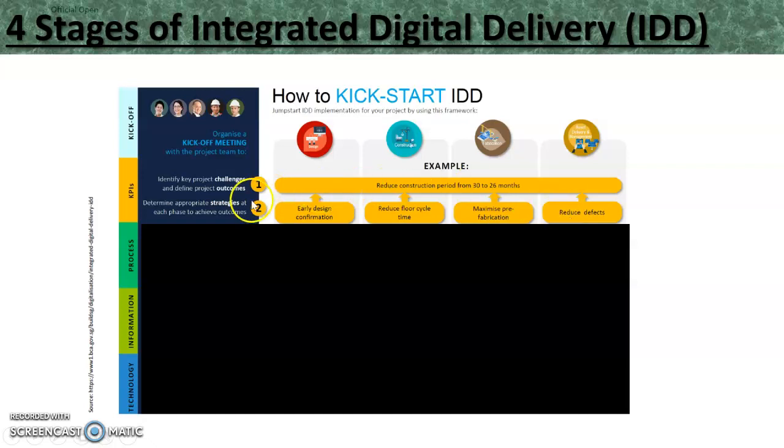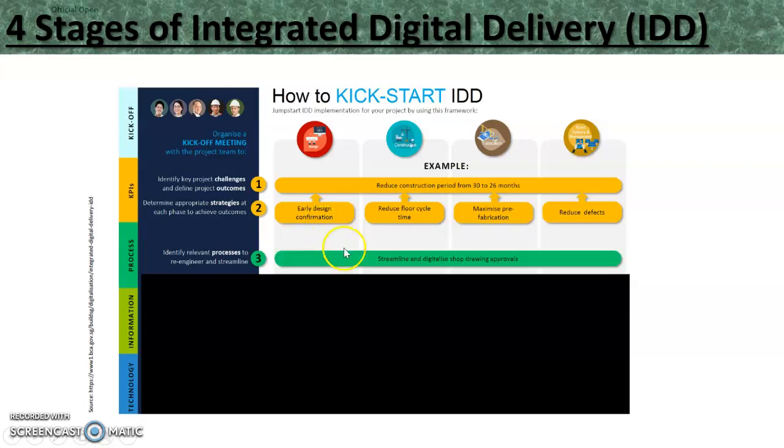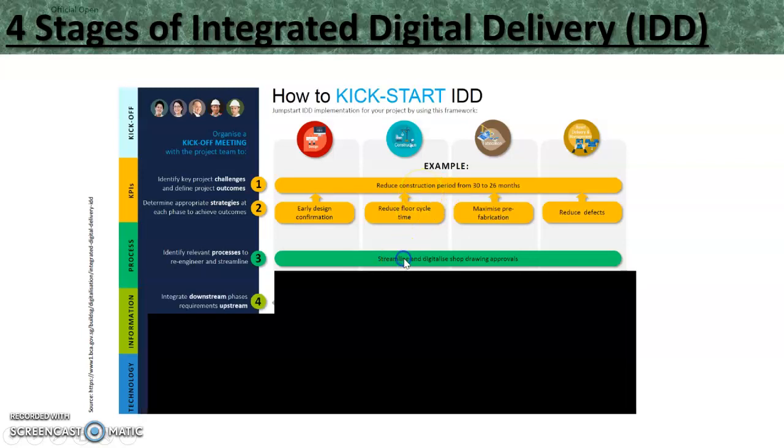Once the strategies are established in order to meet the KPI, we can go on to look at the process, or to streamline the process, to allow us to meet all these strategies. For example, we can digitize the shop drawings approval. That could be one way to make it faster for the different parties to be able to start work, and therefore we can finally meet the KPI.